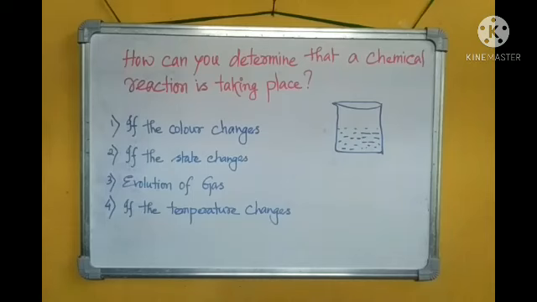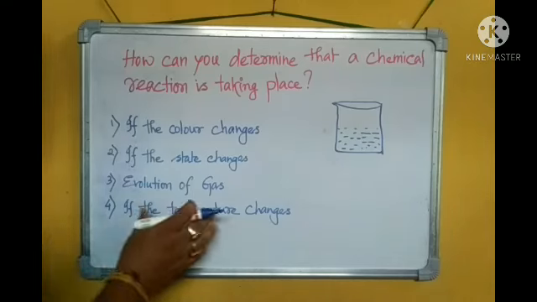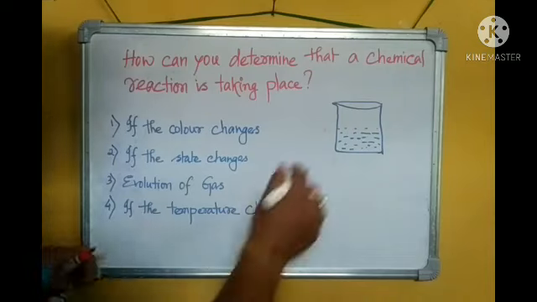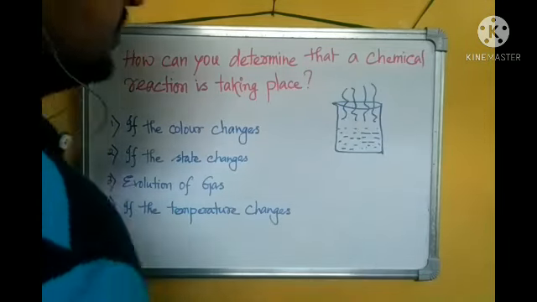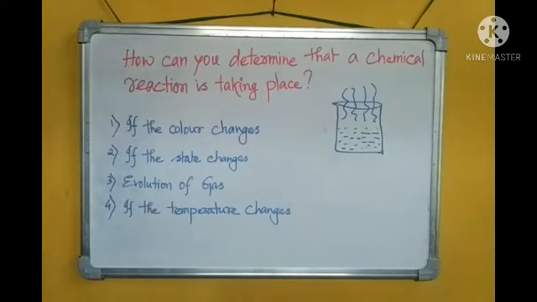Okay, again we can see the evolution of gas. In some reactions we will find that some gases are coming out after some time. So we can say that gases are produced in the beaker. That means some chemical reaction is occurring in the beaker. So we can say that gas is evolving out of the beaker. Okay, so this is what evolution of gas means.